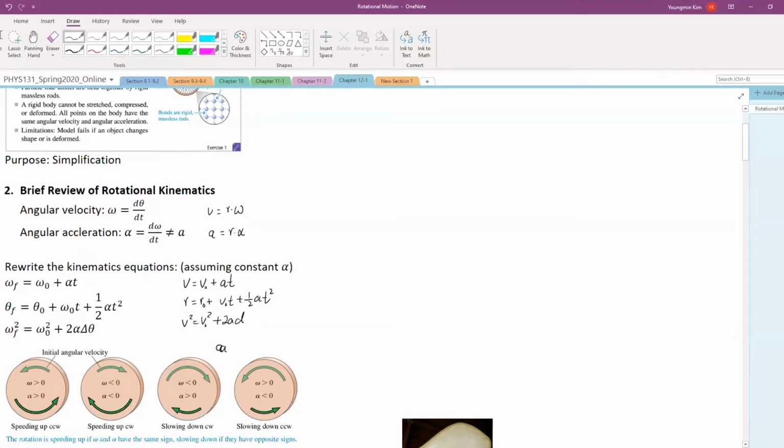And of course, these equations assume you have a constant angular acceleration. By using these equations, you can solve kinematic problems in the same way that you did with the linear versions.